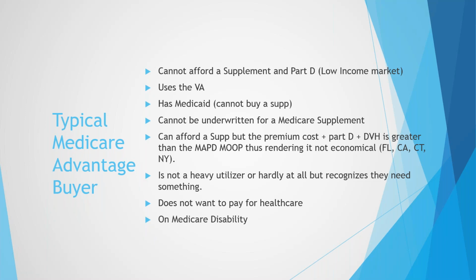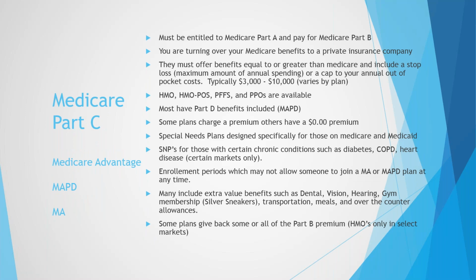Okay. So really quick, what is Medicare Part C? Medicare Part C, you must be entitled to Medicare A and pay for Part B. You need to have both. You are turning over your Medicare benefits to a private insurance company. They must offer benefits equal to or greater than Medicare and must include a stop loss, which is a maximum annual amount of spending, or a cap on your annual out-of-pocket costs, typically between $3,000 and $10,000.